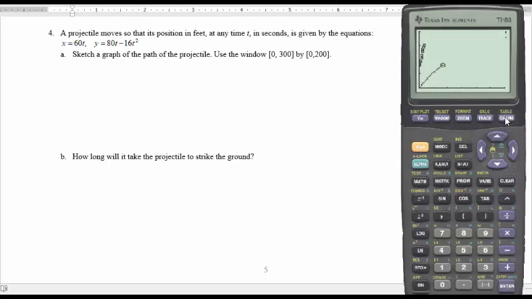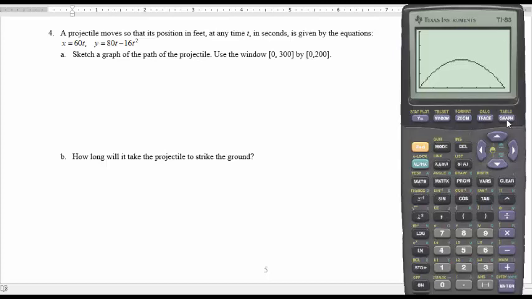Oops, I have a stat plot on. Huh, it looks like I chose the exact perfect t to use, right? It looks like it might land back at 5 seconds there. Let me shut off the stat plot here. So there it is. There's the motion of the projectile.